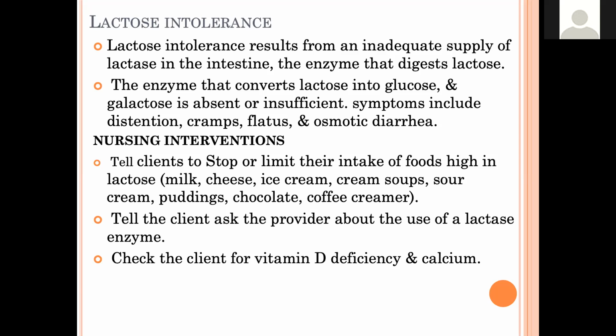Tell the client to ask the provider about the use of lactase, and then check for vitamin D deficiency and calcium. Okay, because if you're taking dairy out of the equation as part of your treatment, then you're removing a vitamin D source, right? So you need to put that back somehow. Calcium, the same deal. Okay, there are replacements for that, right? There are a lot of green leafy vegetables that are high in calcium and some that contain vitamin D.